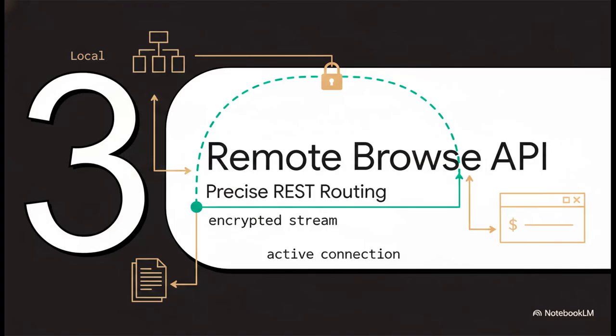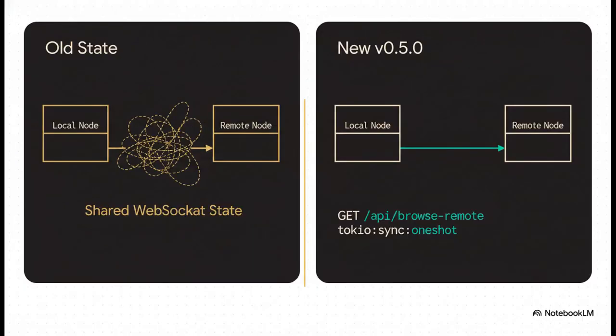Section 3. New Remote Browse API. Precise REST routing. The old way of fetching remote directory files relied pretty heavily on shared WebSocket state and cache data, which, honestly, could be a bit fragile if things got out of sync. So the new v0.5.0 approach fixes this by introducing an explicit GET request to a standard REST endpoint, specifically /api/browse-remote. Instead of leaning on that shared state, the new browse remote handler basically proxies the request directly to the connected remote peer. Then, it uses a Rust feature called tokio::sync::oneshot to wait for that specific correlated response we just talked about. It effectively bypasses all that messy shared state entirely.